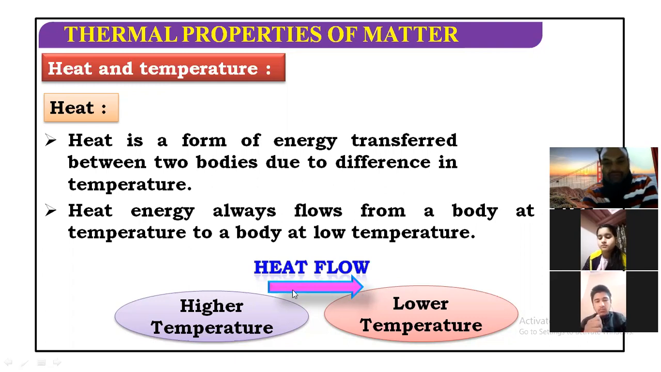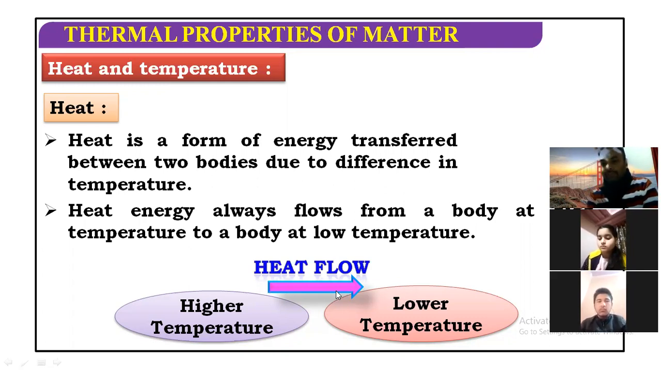If we want to reverse the arrow, we need to take the help of some external engine, external machine, external tool. With the help of an external tool, it is possible to make heat flow from lower temperature to higher temperature, right? Like we are doing in the case of AC. The temperature of the room is very high and we want to make the temperature low, so we switch on our AC. The AC will throw the cool air, which is at lower temperature, into the room, which is at the higher temperature.